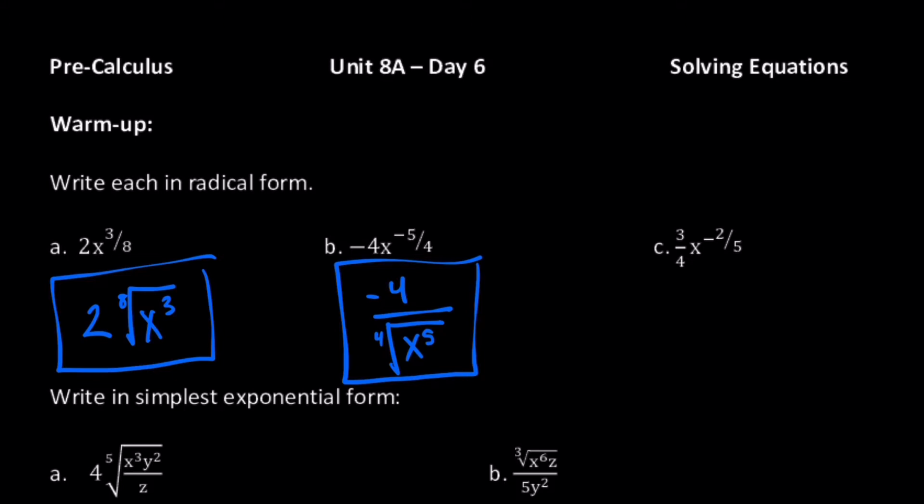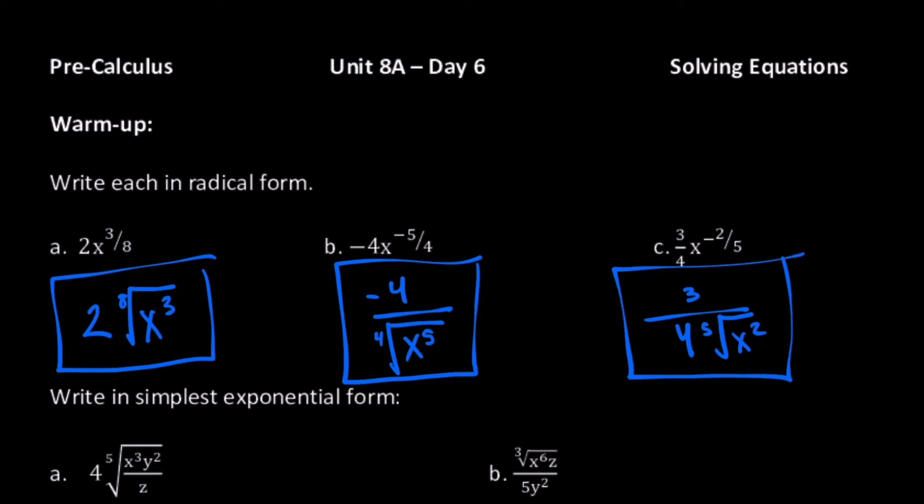Next, we've got 3/4 times x to the negative 2/5. So again, negative and rational. This will move to the denominator. That's already a fraction, so we'll have 3 in the numerator, and the denominator of 4, and then we'll have the 5th root of x squared. So once you get the hang of these properties, these really go quickly.